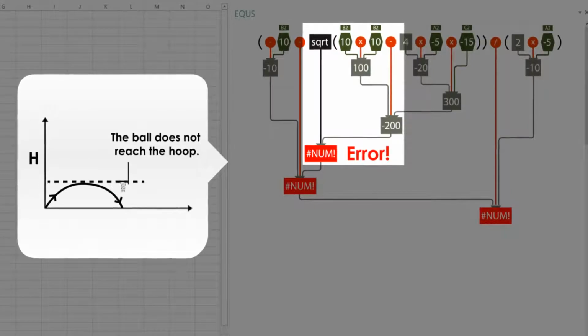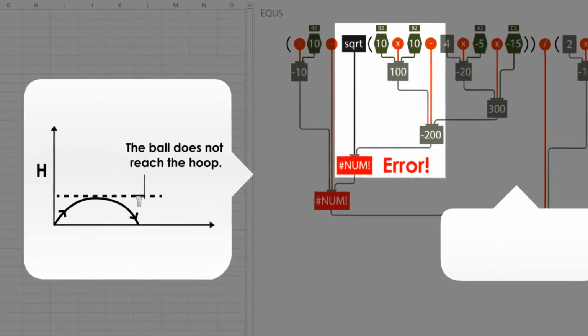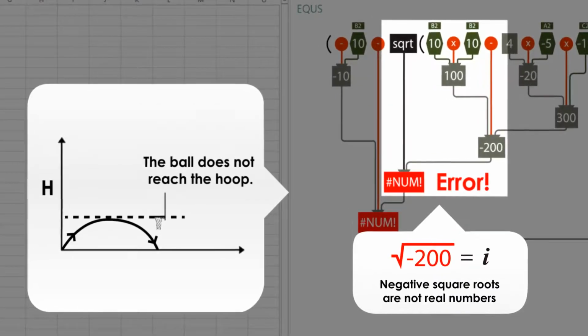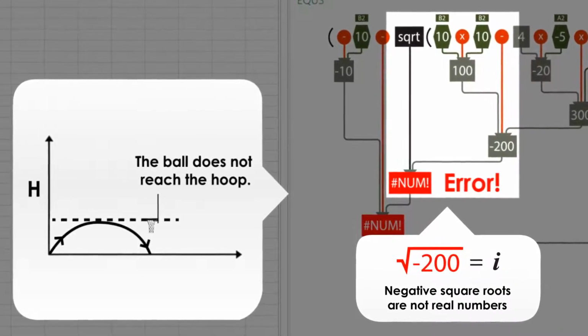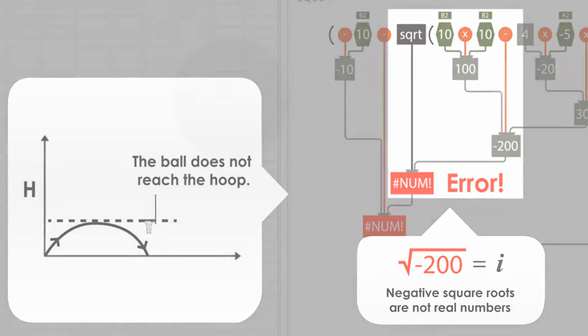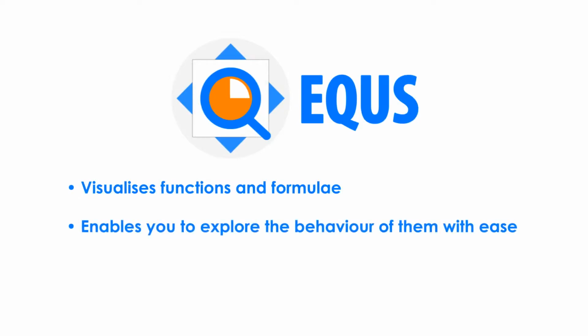in the problem is the issue, and that the values of A, B and C mean it's looking for the root of a negative number, which is impossible for real numbers. So there is no solution here, and in our model the ball is not thrown hard enough to reach the hoop. But the key point in this example is that EQUS helps the student, using Excel as an aid, to explore maths and problem solving.